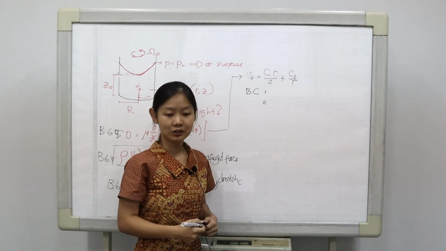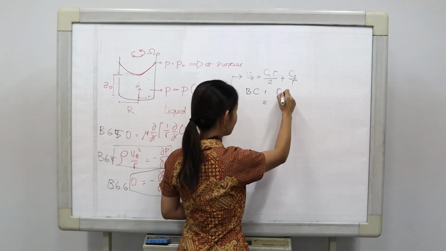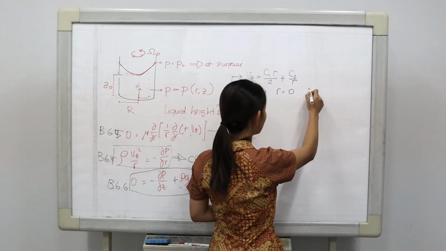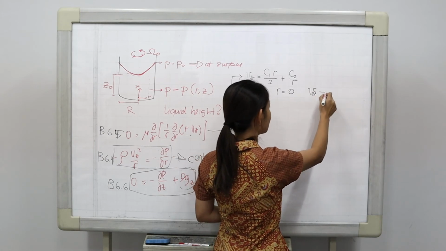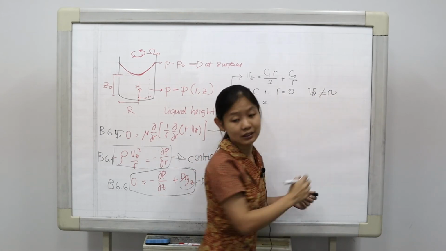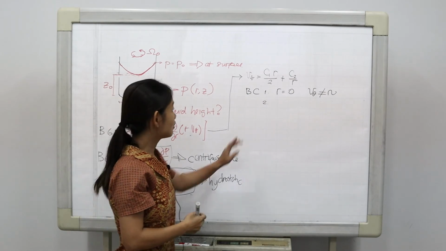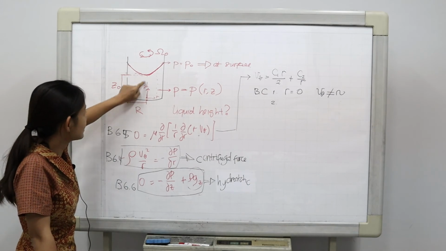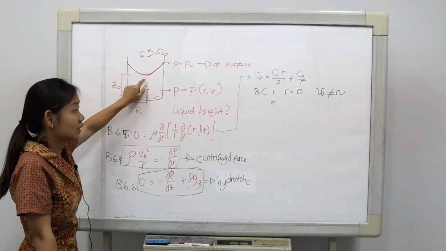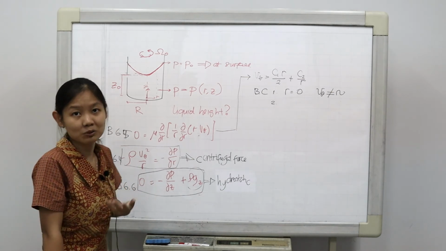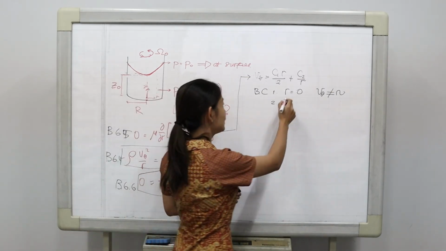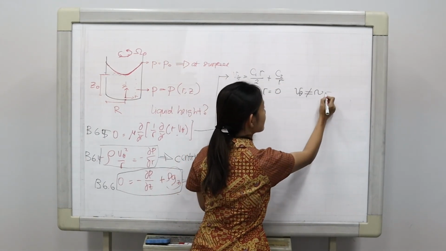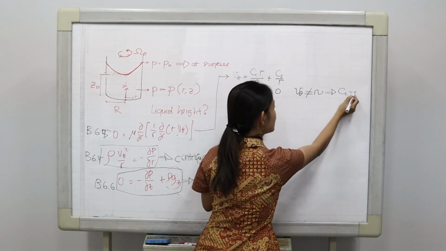For the first boundary condition, we can say that at radius equal to 0, at the center of this system, the phi theta cannot be infinity. The phi theta should be finite. So if we put r equal to 0 here, that will give us C2 should equal to 0.